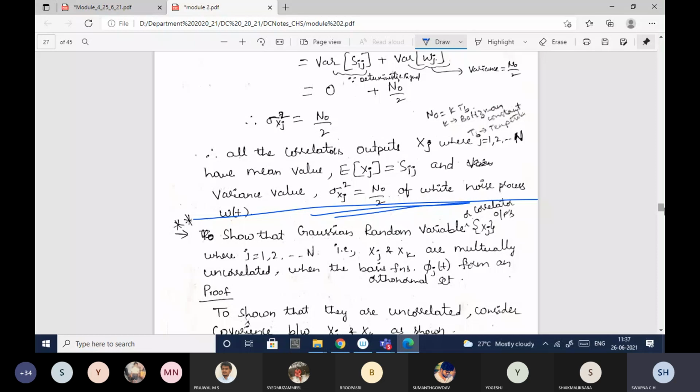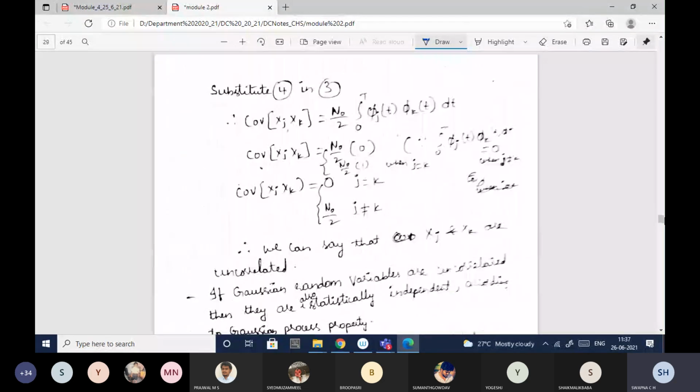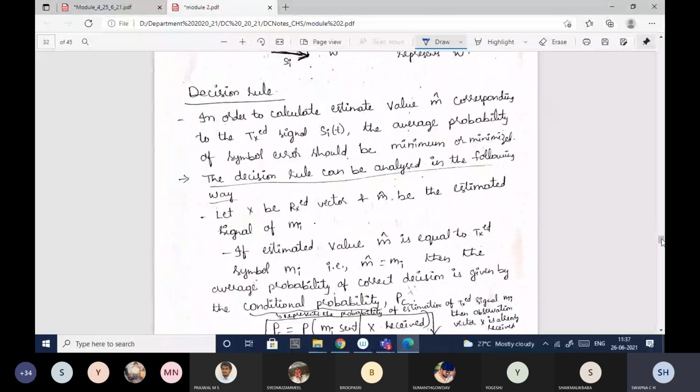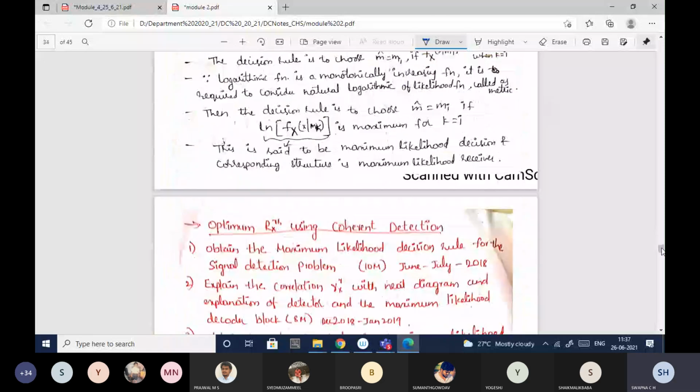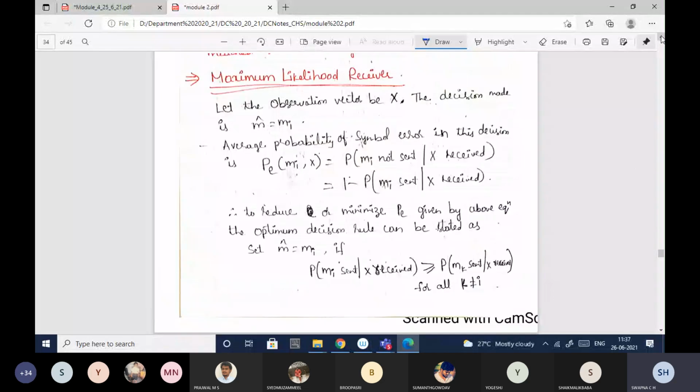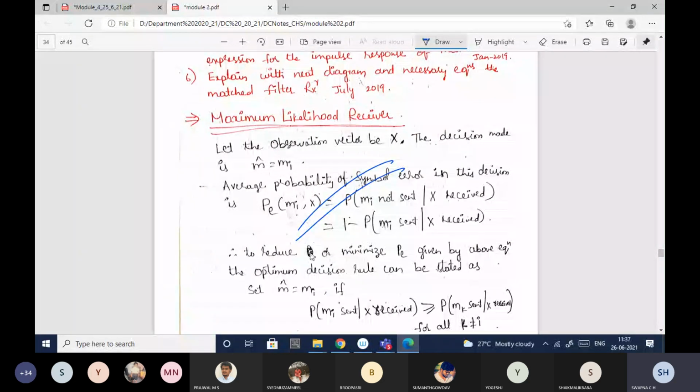From here you have it for the syllabus. Otherwise, fine. Let me just tell you, from here you have for your syllabus estimation of known signals in AWGN. From here it goes on to the maximum likelihood decision rule. See, maximum likelihood receiver. This is the maximum likelihood decision rule, this entire thing.